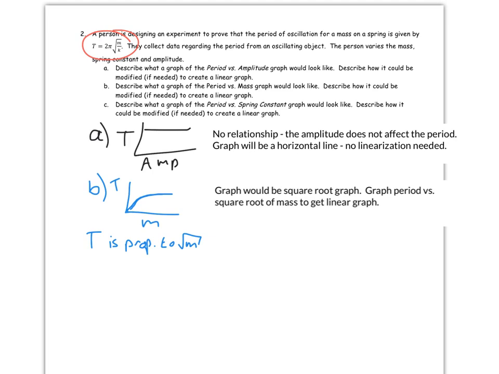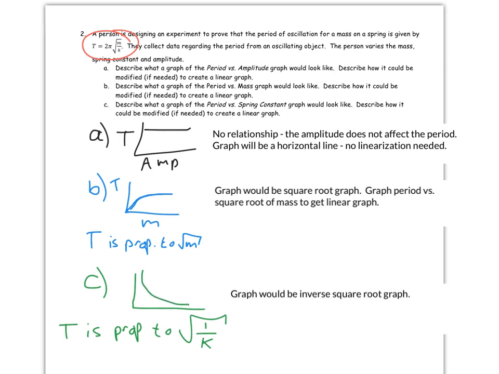For this last one, we're going to have period versus our spring constant, and that one's a little bit tricky. So let's think about that relationship first and then think about what the graph would look like. The period is going to be proportional to the square root of 1 over the spring constant. So it's going to be both a square root graph and an inverse graph. It's going to look something like that. And in order to linearize it, we would graph the period versus 1 over the square root of the spring constant. And that would ultimately give us a linear graph.